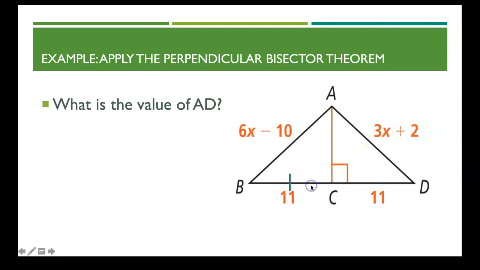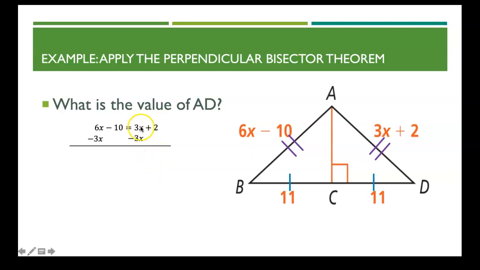And sure enough, 11 is congruent to 11. These are the same length line segments, so theorem 5-1 holds. If this is a perpendicular bisector, then AB is going to be congruent to AD. So now we can do the algebra. We can say, okay, 6x minus 10 is equal to 3x plus 2. We're going to work our way through by combining like terms.